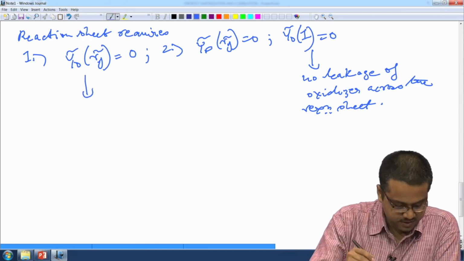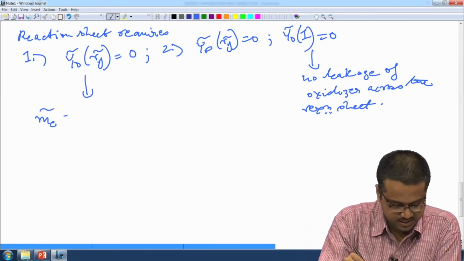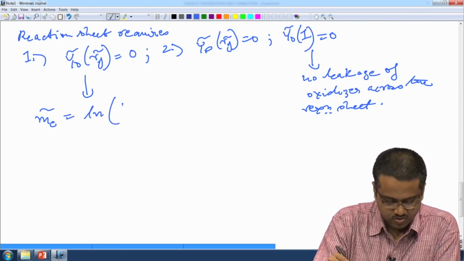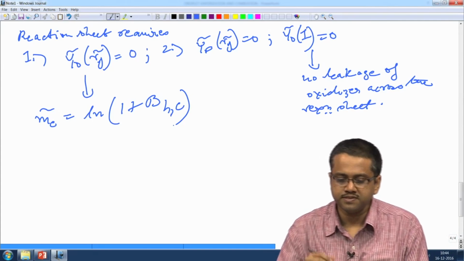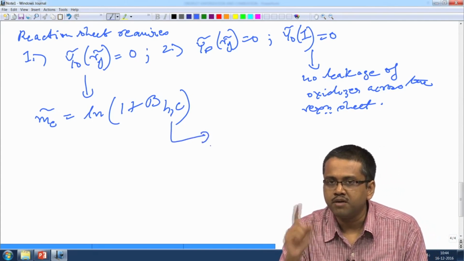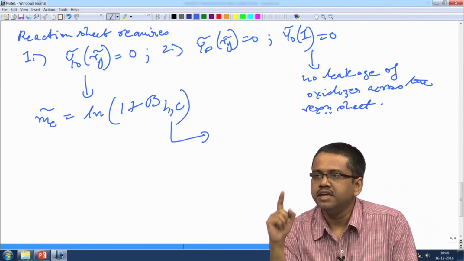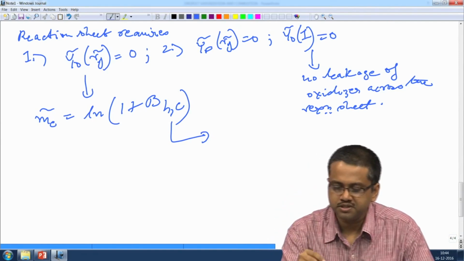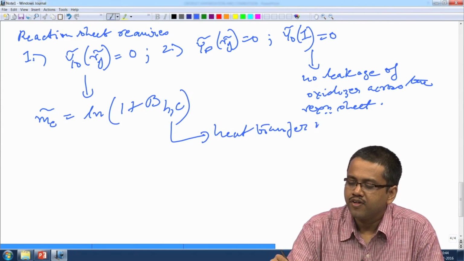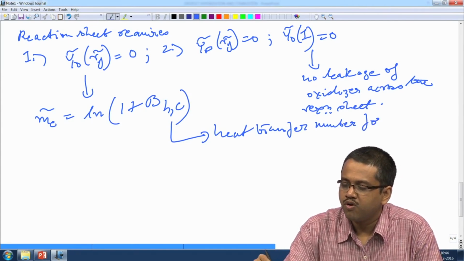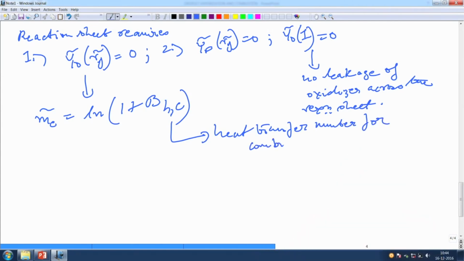So, from these expressions we can first write m c is equal to ln 1 plus B H C. Now, remember this heat transfer number that we have written is for combustion, it is the Spalding heat transfer number for combustion, okay. So, it is a heat transfer number for combustion, got it, okay.